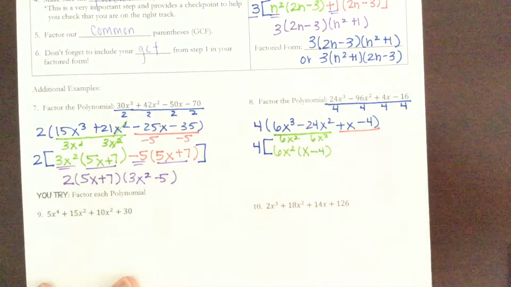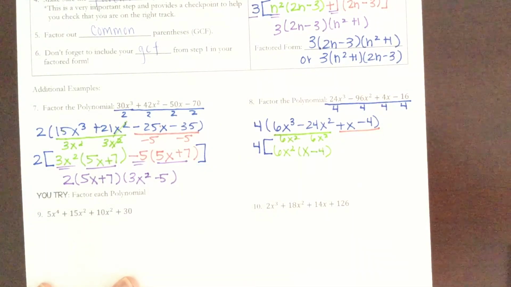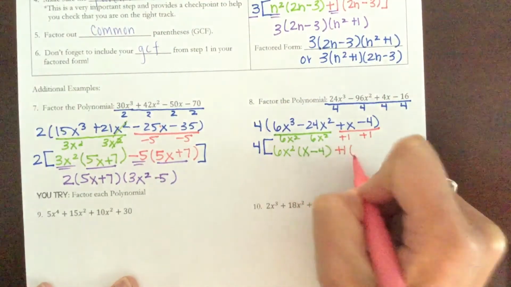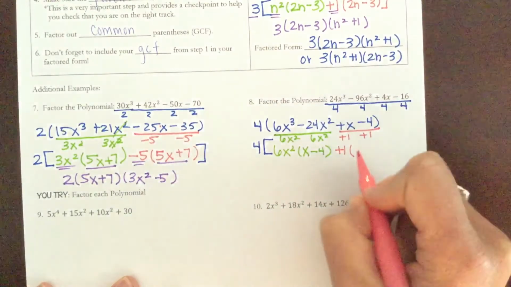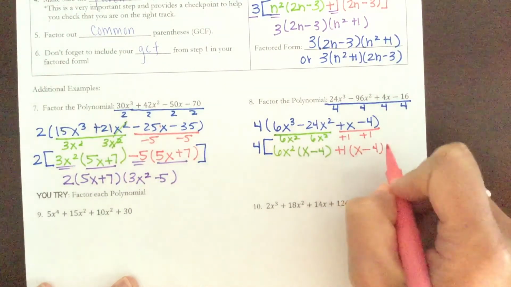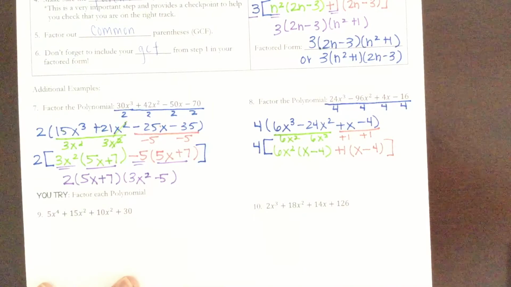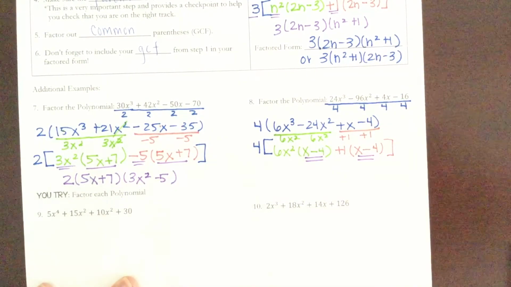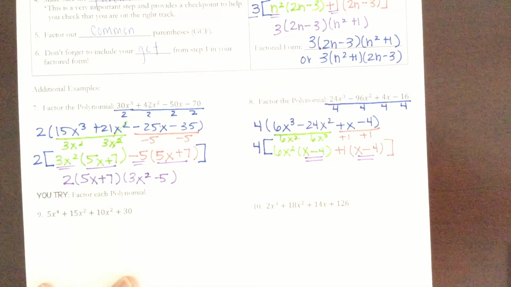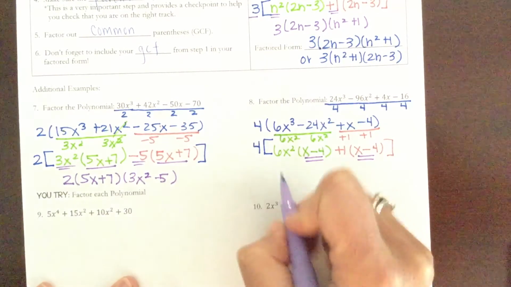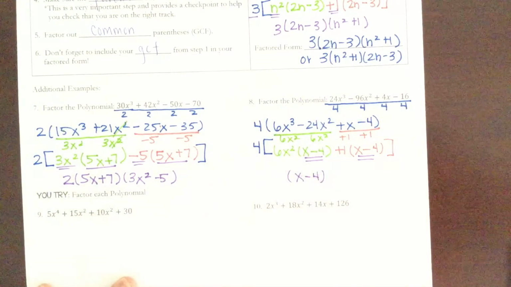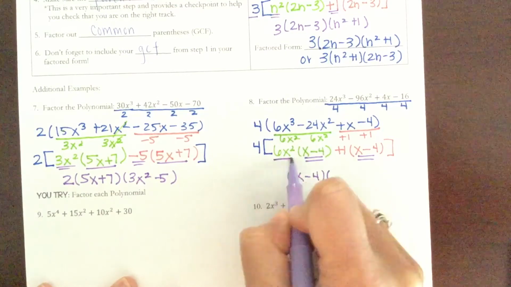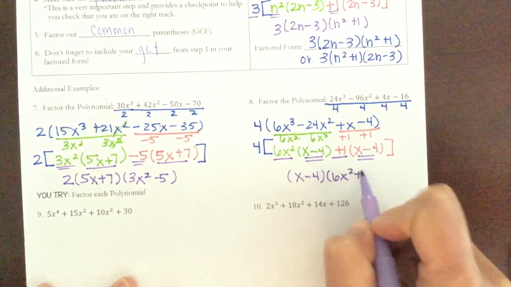Taking a look at our second group, the greatest common factor between x and negative 4 is a positive 1. So x divided by 1 is x, and negative 4 divided by 1 is negative 4. At this point, we're going to make sure that our parentheses match, and they do. And so we're going to factor out that common parentheses. My common parentheses is x minus 4. What's going to go as my other factor is the 6x squared plus 1.